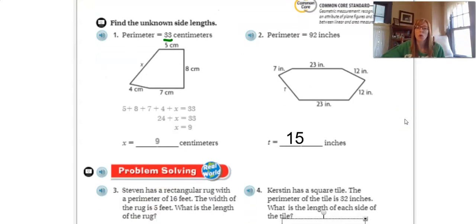All right, so we're going to look at number 2. The perimeter was 92 inches. So you should have added 7 plus 23 plus 12 plus 12 plus 23 and gotten 15 inches. R would be, or T would be 15 inches.